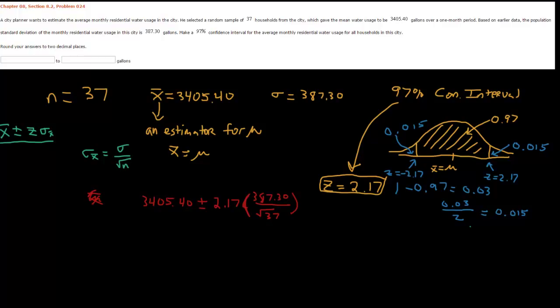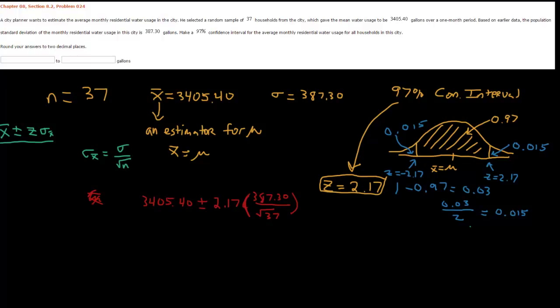Now remember, just like say with the quadratic formula, you know, there's two answers embedded inside the quadratic formula. Same thing going on here. There's two answers right here. One of the answers is the lower end point, and the other answer is the upper end point. So the lower end point is 3,405.4 minus that right-hand side. The upper end point is 3,405.4 plus that right-hand side. So let's see what those actually equal.